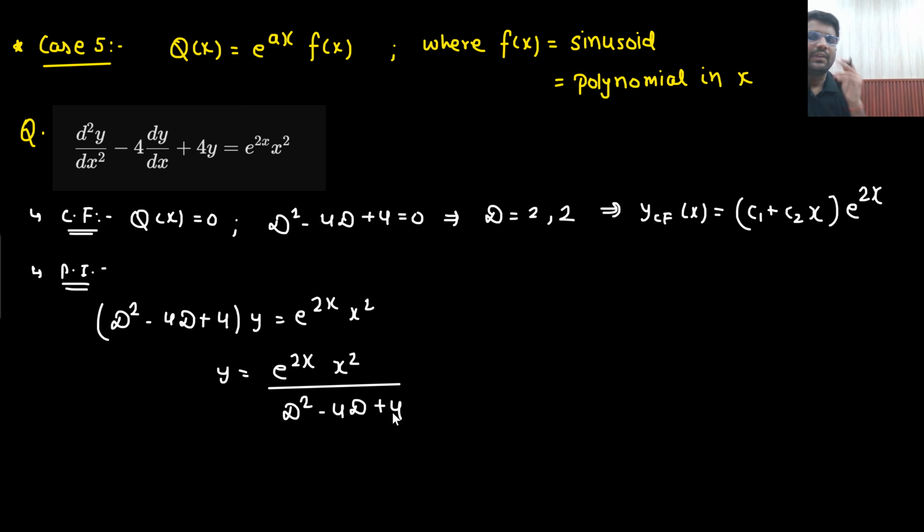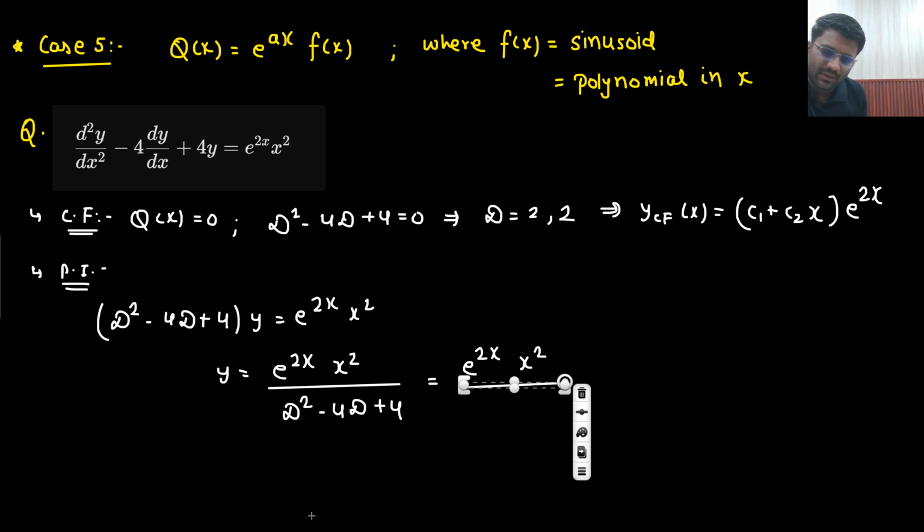Till this point, whether it is case 1, case 2, case 3, case 4, case 5, whether it is a case of e to the power ax, or a case of sinusoid, or a case of x square, or a case of constant, everything is the same. This could be written in this way as well: e to the power 2x x square upon, this is nothing but (D minus 2) whole square. So it could be written in this way.